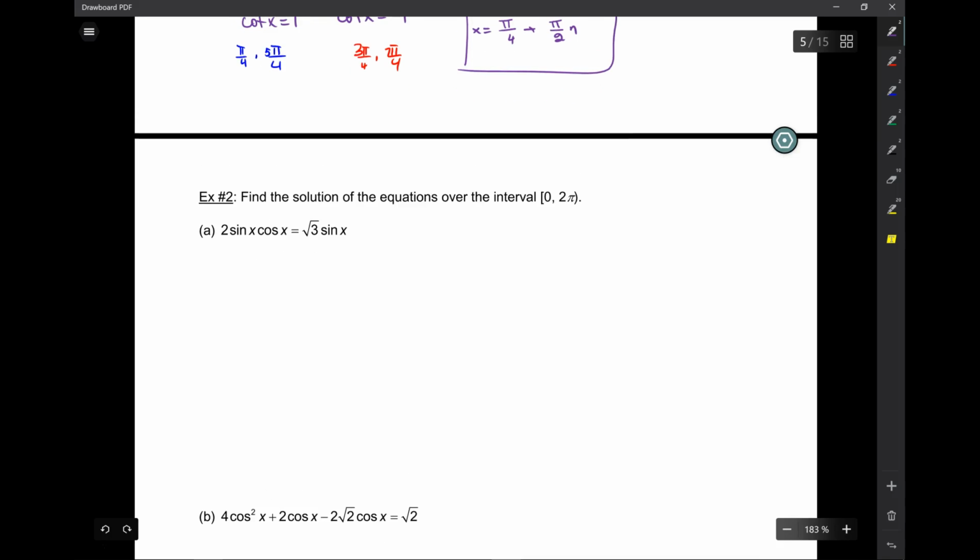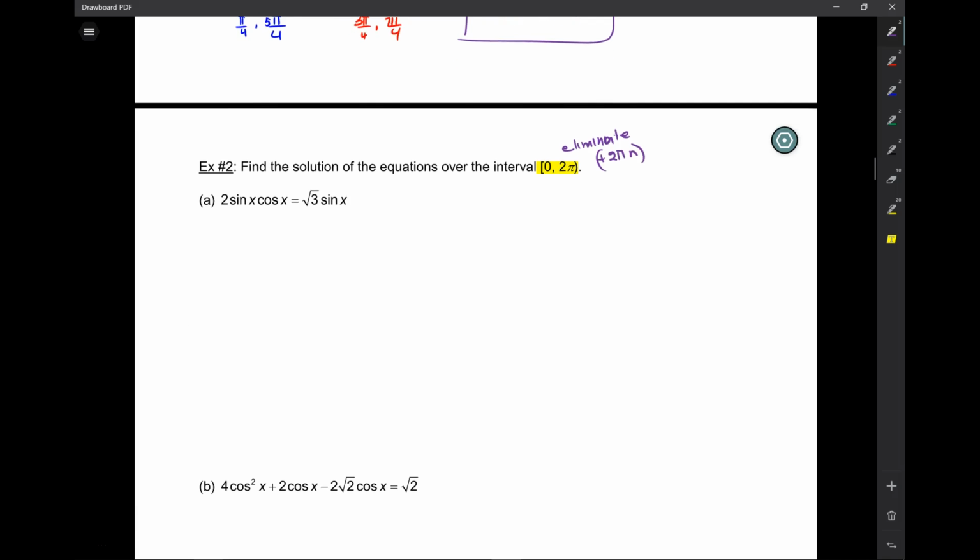That's it right there. Okay, here we go. This one here, first of all, let's figure this out. It says find the solution of the equation over the interval 0 to 2 pi. That means only one cycle of the unit circle. So you're not going to do plus 2 pi n or whatever. So we eliminate plus 2 pi n when it says this.